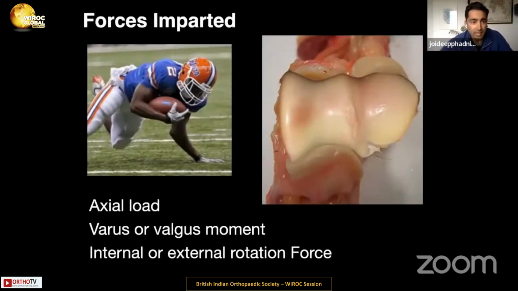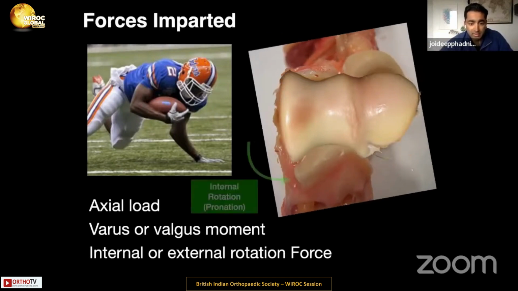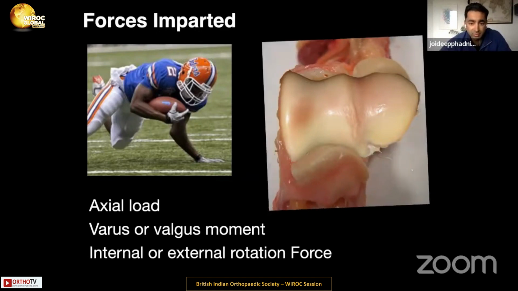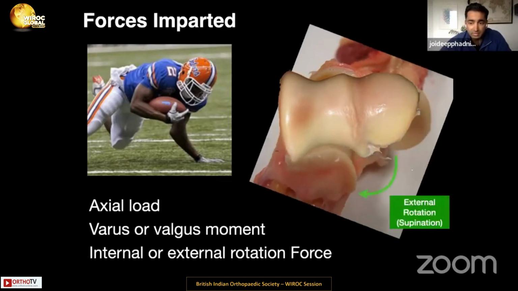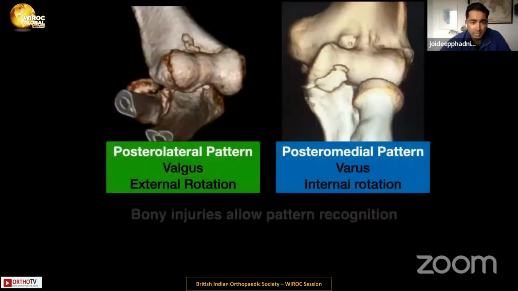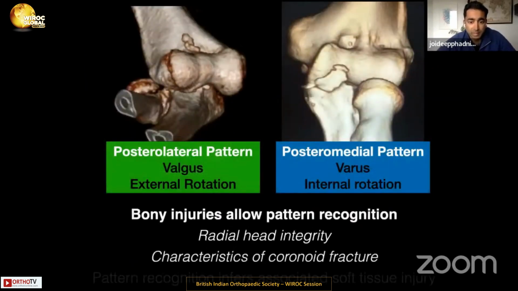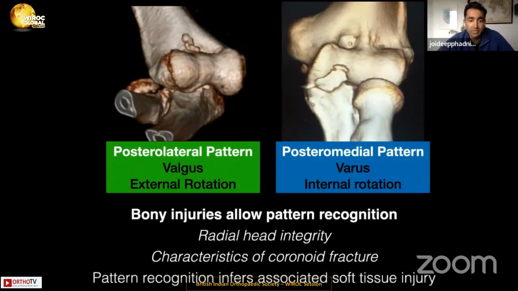So the forces that are imparted to an injured elbow are a combination of axial load, varus or valgus moment, and then internal or external rotation. And we're talking about rotation in the axial plane of the ulna relative to the distal humerus. And it's this combination of forces that gives us two broad patterns of injury. One is a posterolateral pattern of injury where there's valgus and external rotation, and one is the posteromedial pattern of injury where there's predominantly a varus and internal rotation injury.